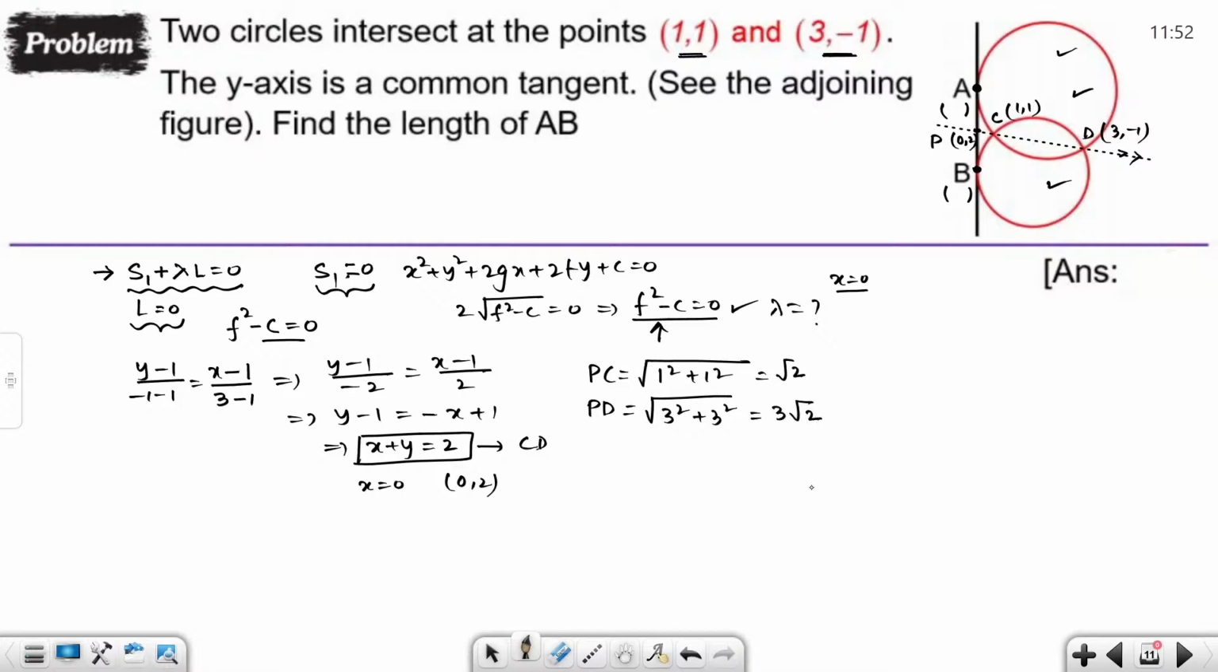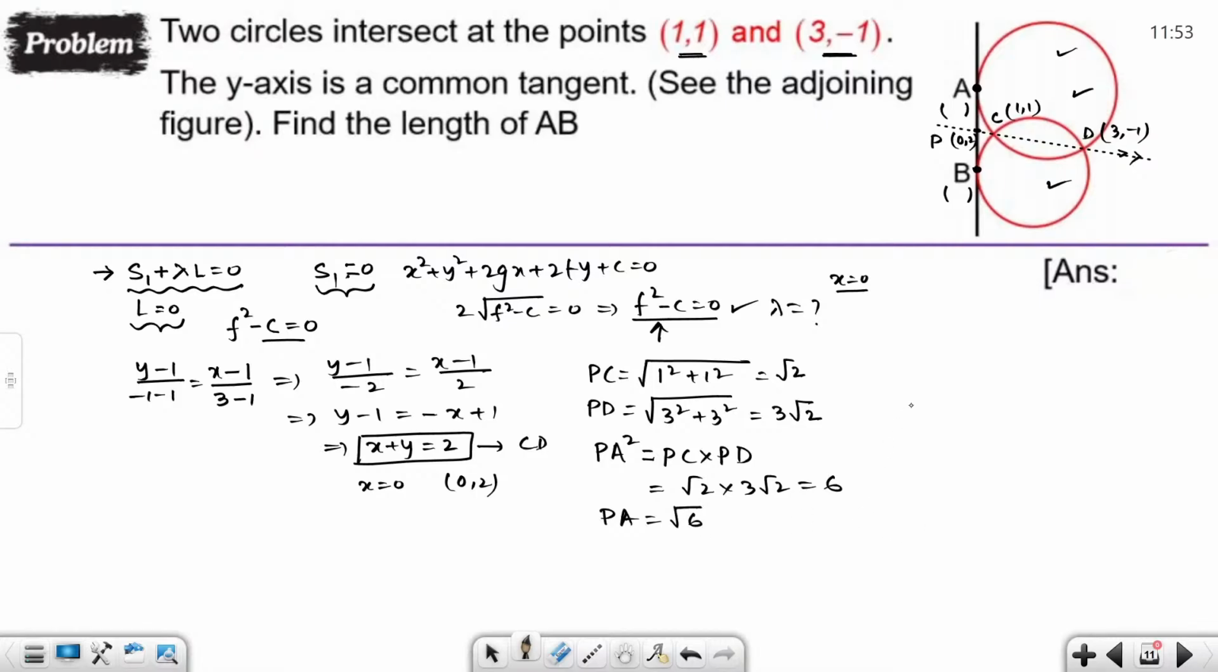Am I correct? Now we can easily see that by using tangent secant formula, we can write PA square is nothing but PC into PD. Am I correct? Because PCD is the secant to the first circle and PA is the tangent to this first circle. So PC is √2 into 3√2, so that gives us 6. Therefore, PA is nothing but root over of 6.